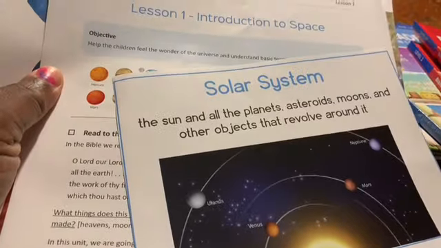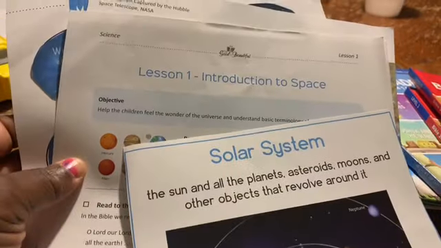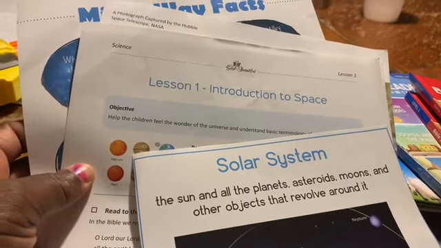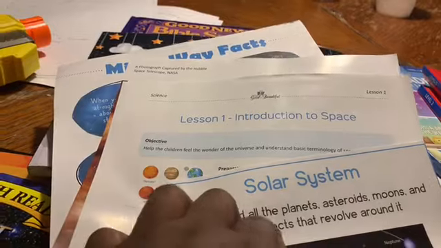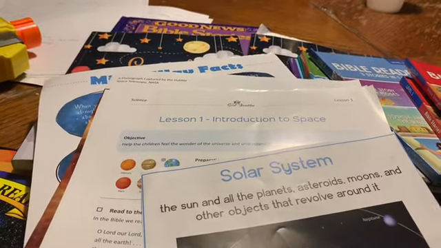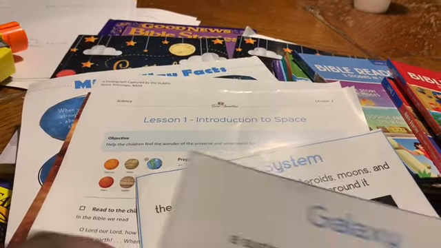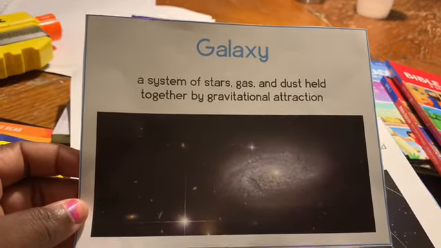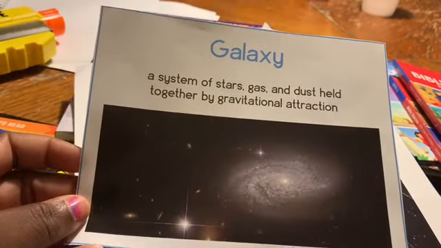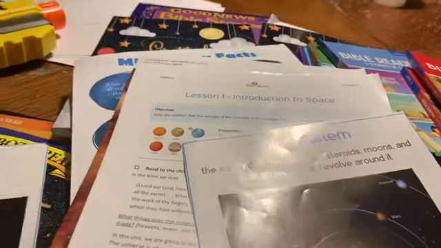I did purchase this solar system unit study from The Good and the Beautiful, but I'm not using it how they suggest you use it. I pulled out pieces, and I'm piecing it in right now for my Bible unit study, and then I'll use other pieces for other things as I see fit. But I did cut out this little card here that talks about the galaxy, and I used this as a way to explain what the galaxy was to the kids this morning.